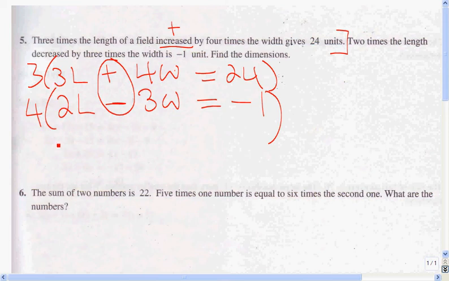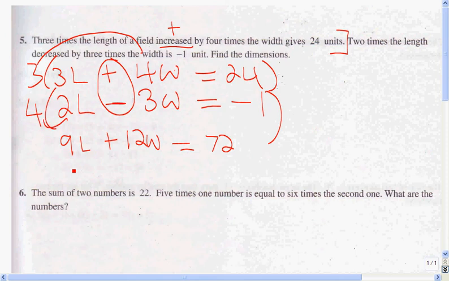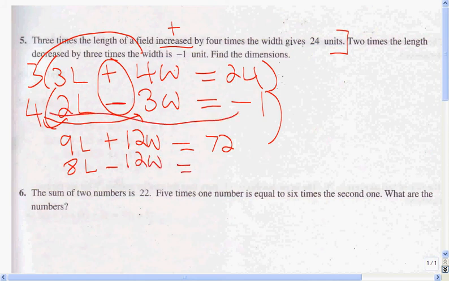So here we go. 3 times 3 is 9L. 3 times 4 is 12W. And 3 times 24 is 72. And then 4 times 2 is 8L. 4 times 3 is a negative 12W. And 4 times -1 equals a -4.